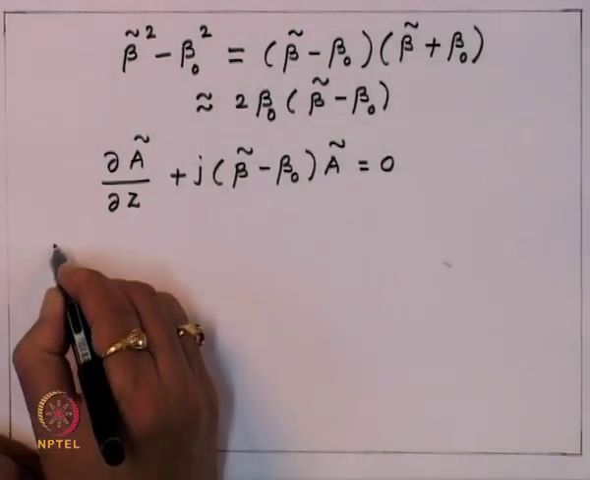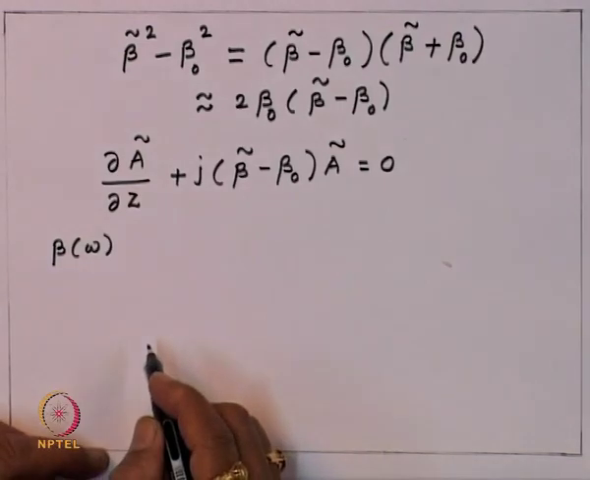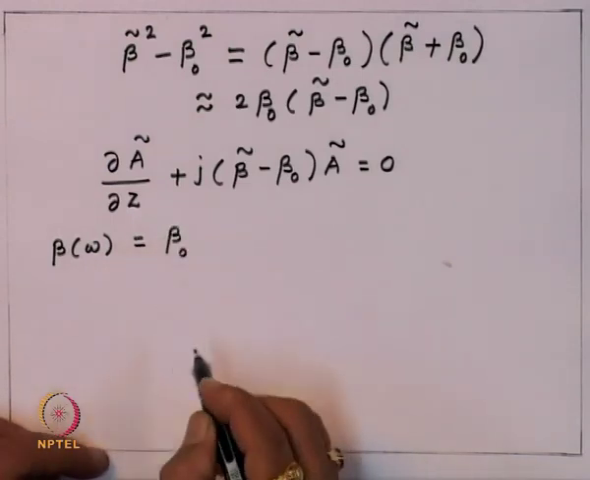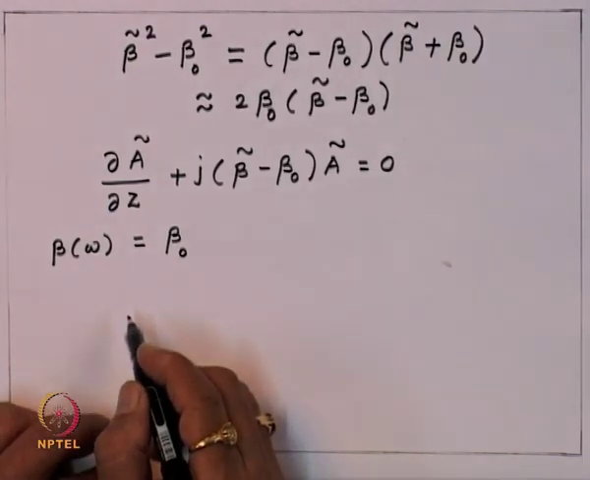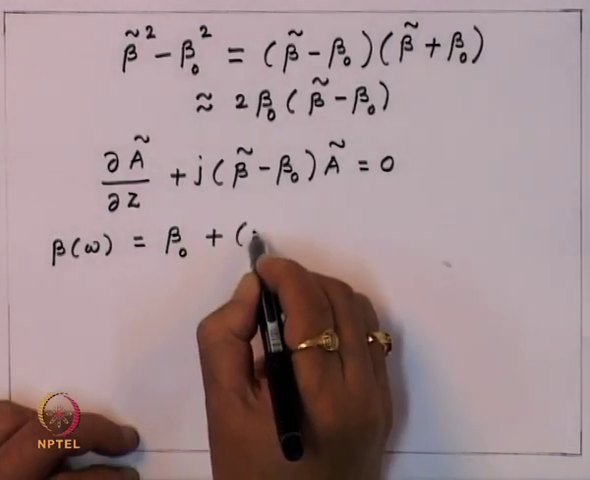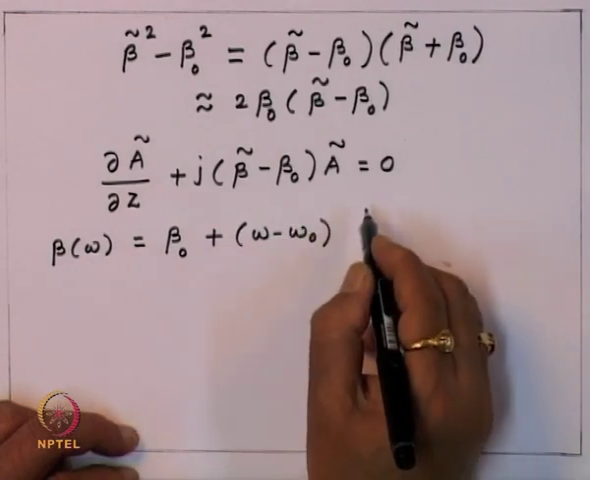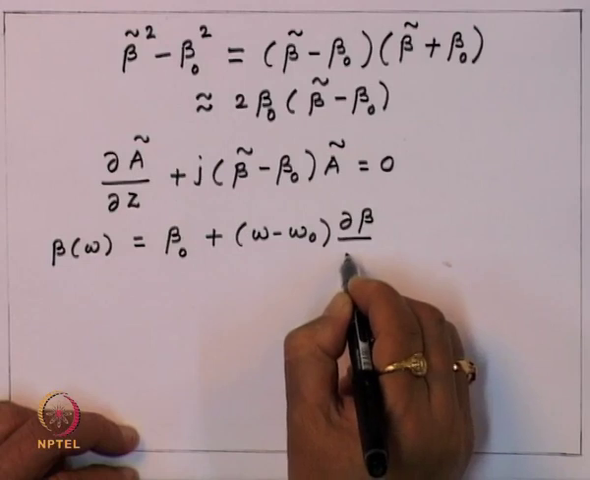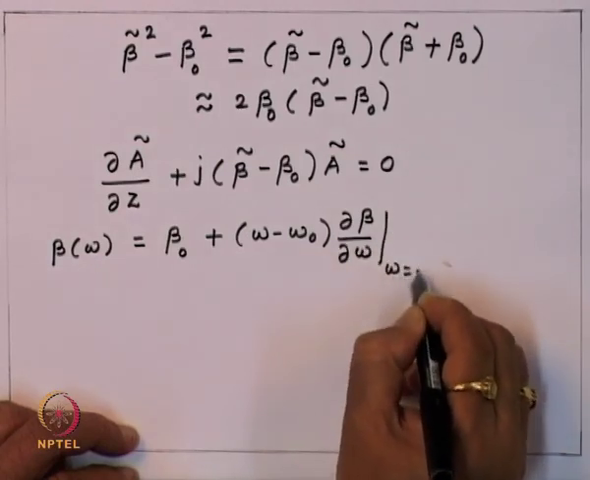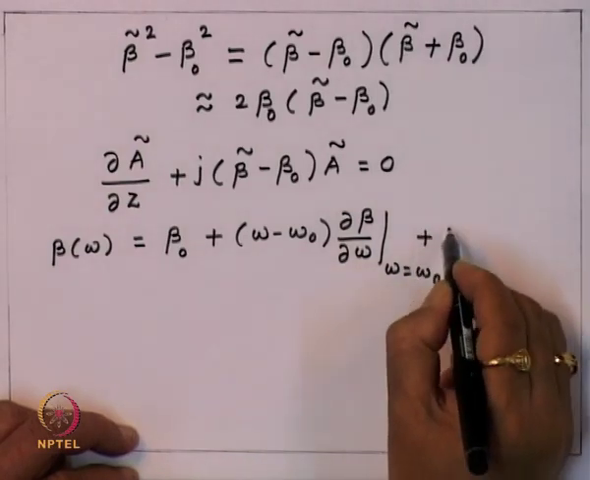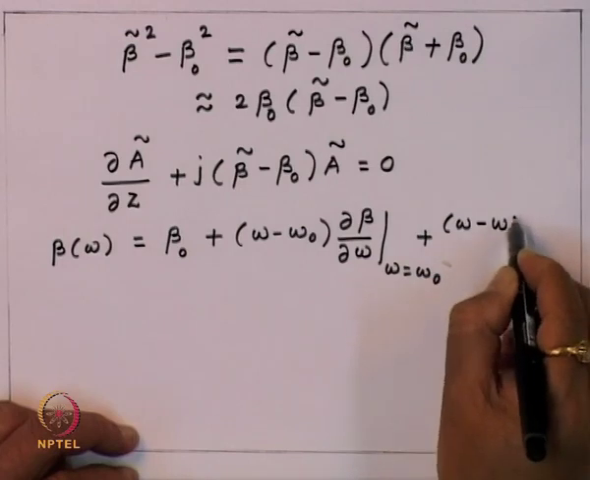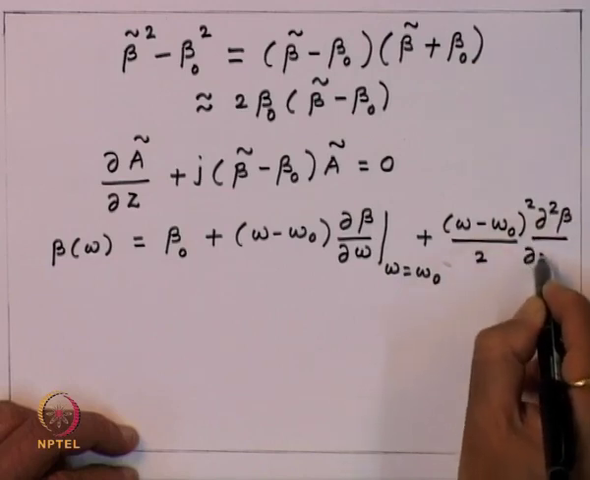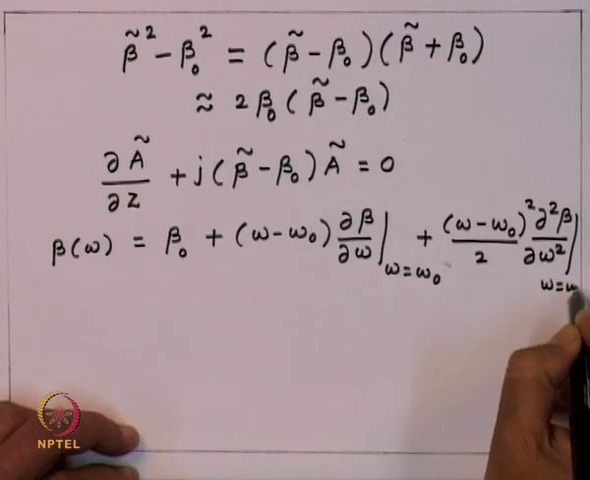So, we can say that this quantity beta is a function of omega, that is equal to beta naught, which is beta at omega equal to omega 0, plus omega minus omega 0 times d beta by d omega at omega equal to omega 0, plus omega minus omega 0 whole square upon 2 times d 2 beta upon d omega square, again at omega equal to omega 0, plus and so on.